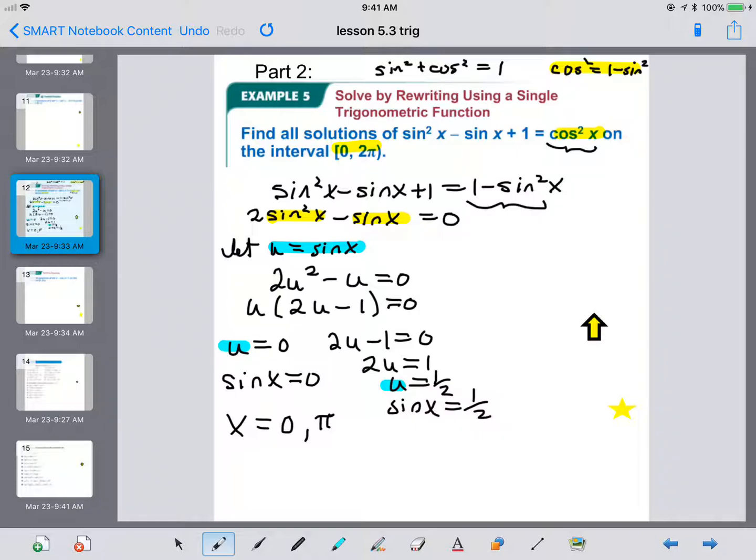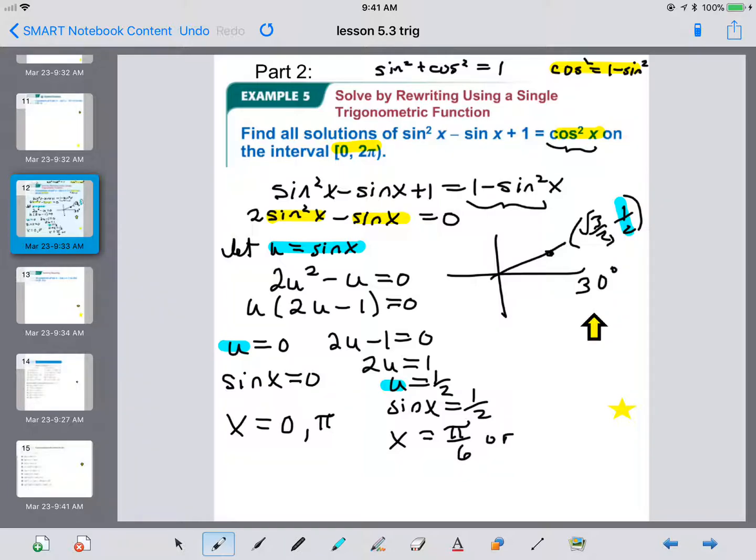For our second piece, the sine is positive in the first two quadrants, quadrants 1 and 2. The sine is equal to 1/2 at the 30s. If you take a look at the point at 30, the point is square root of 3 over 2, 1/2. Remember, the y value of your point indicates what the sine is doing. So that's why we want the 30-degree reference angle in the first and second quadrant. In the first quadrant, that's 30 or pi over 6. In the second quadrant, that is 150 or 5 pi over 6. So we end up with 4 answers: 0, pi, pi over 6, and 5 pi over 6.